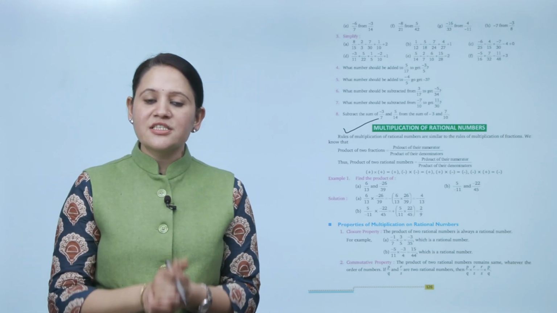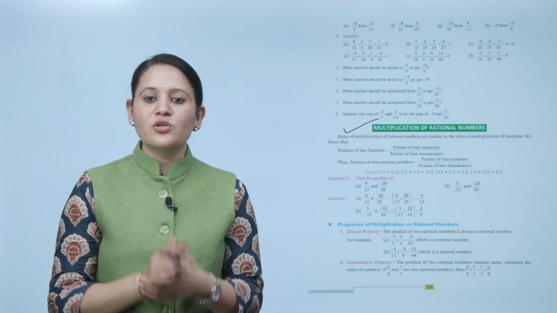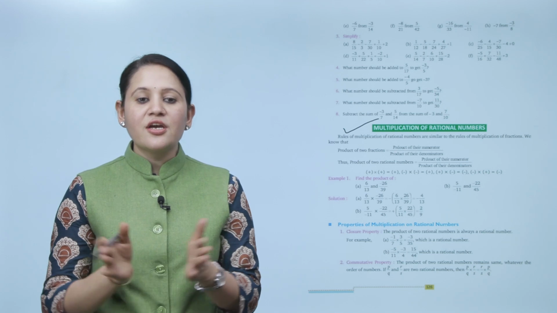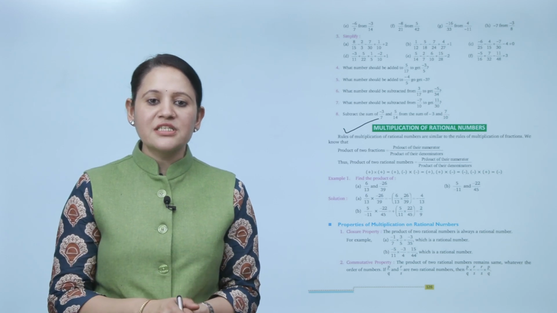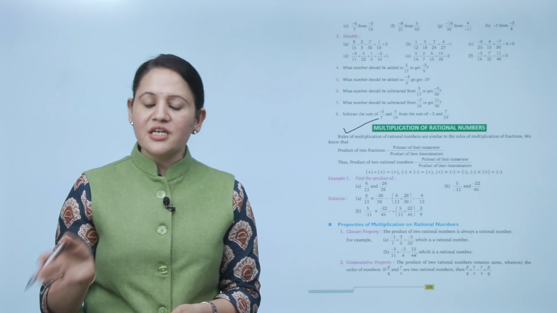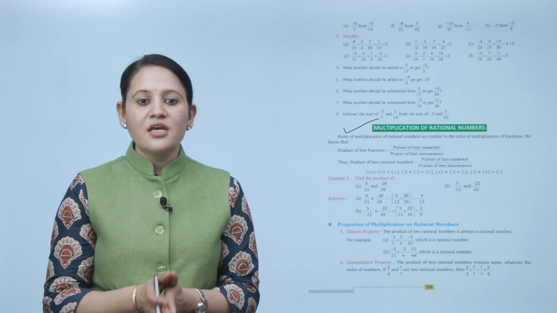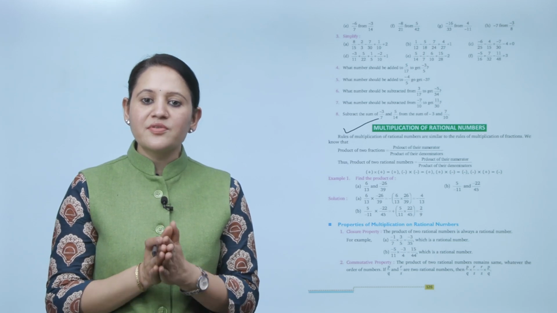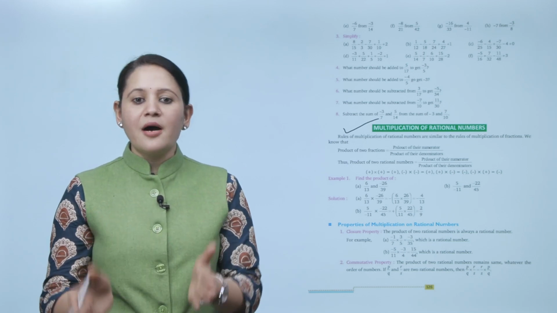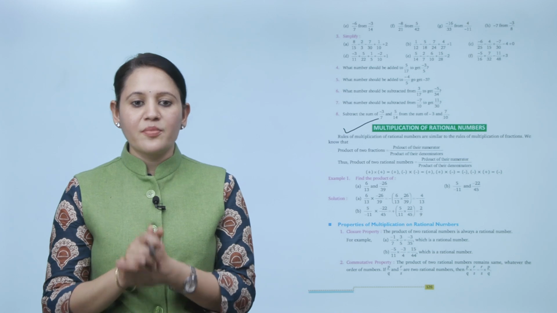Rules of multiplication of a rational number are similar to the rules of multiplication of fractions. We know that the product of two fractions equals the product of their numerators upon the product of their denominators. Thus the product of two rational numbers equals the product of their numerators upon the product of denominators.